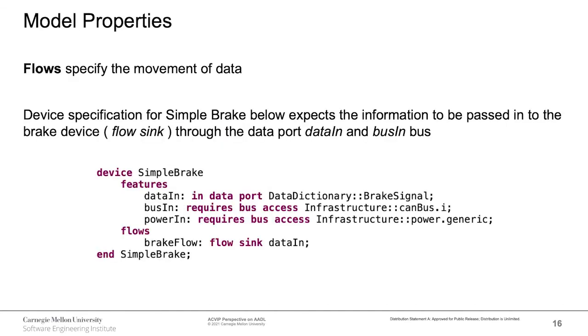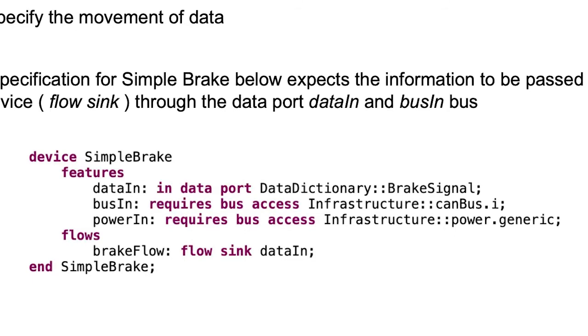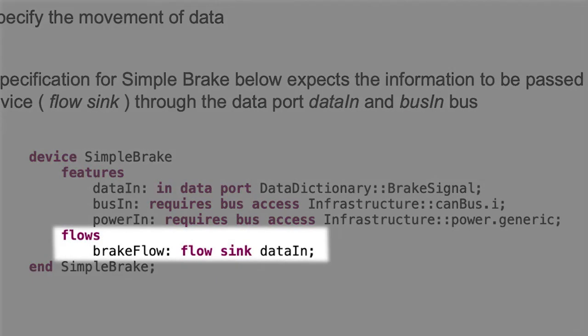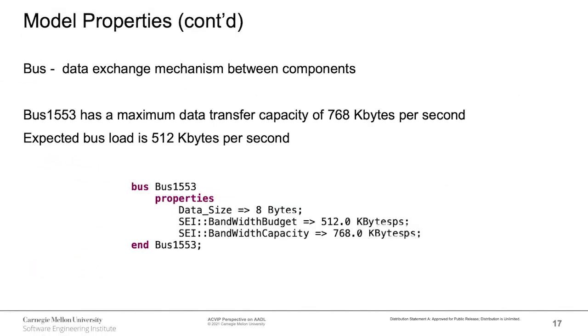Here's an example of a device specification. We're looking at the brake device. As you can see, we have a flow that specifies the direction of data exchange. Brake flow is marked as a flow sink, which means it will receive data from another component through the data in data port. Here's an example of the bus that allows data exchange between components to happen.